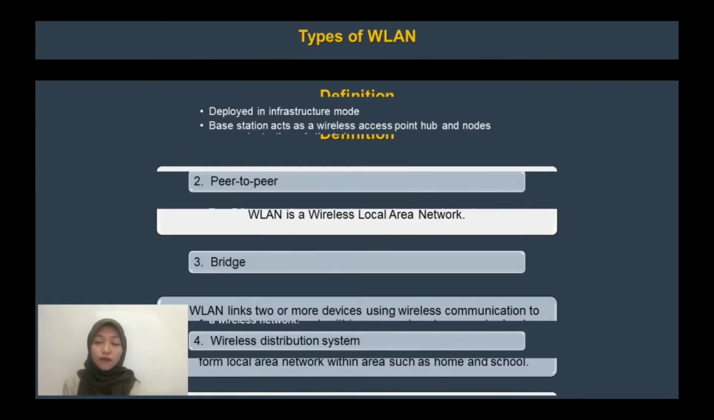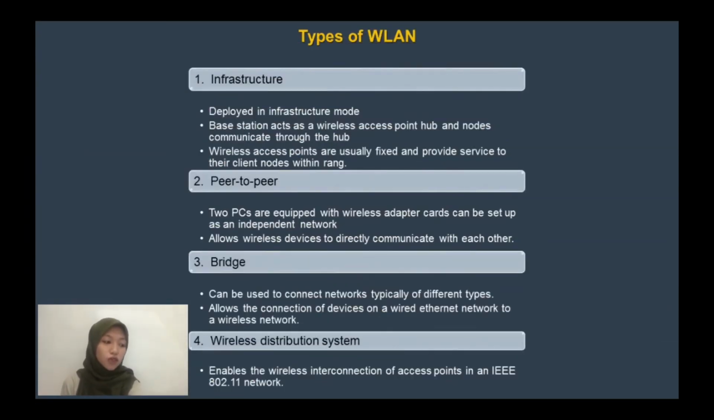So basically, there are 4 types of wireless LAN. The first one is infrastructure, the second one is peer-to-peer, the third is bridge, and the fourth is wireless distribution system. The first one is infrastructure. It is deployed in infrastructure mode, where the base station acts as a wireless access point hub.